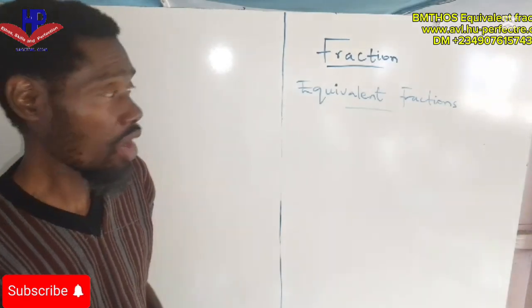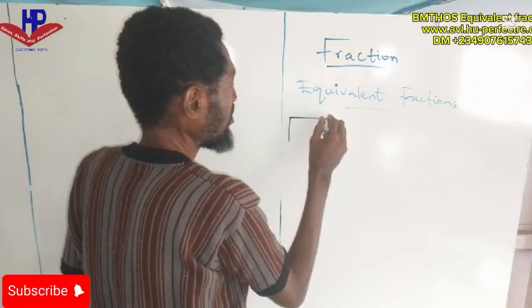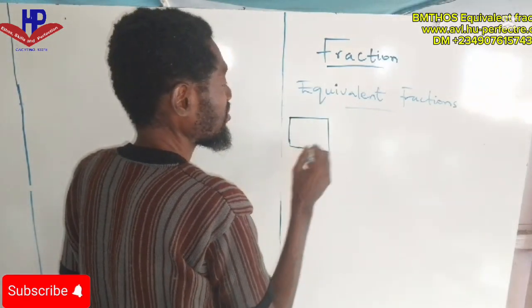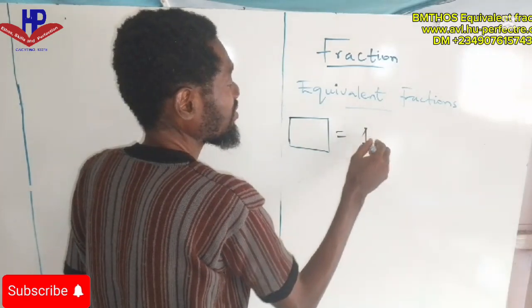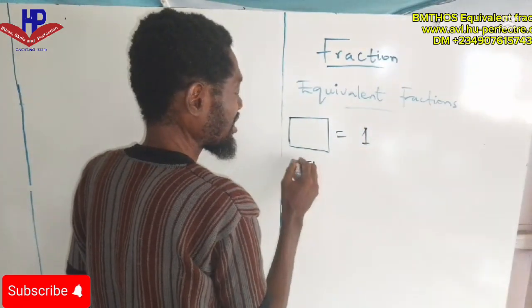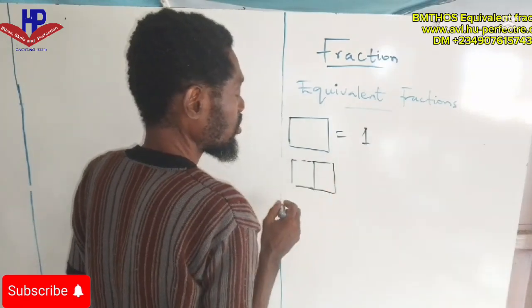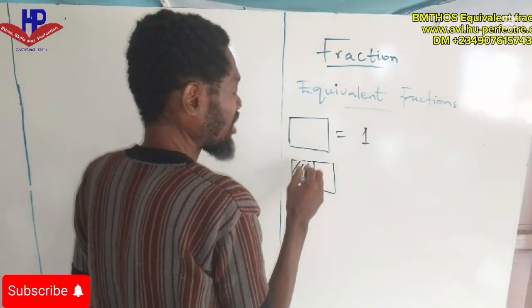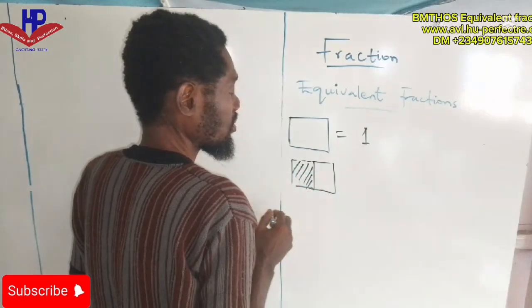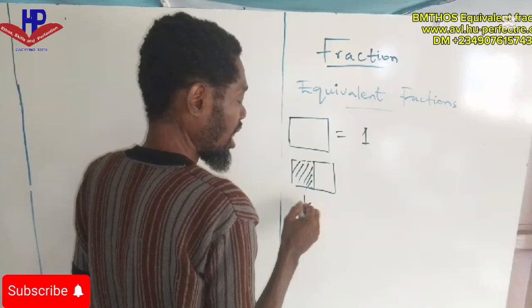For example, if you recall the first class that we did, I gave you a whole part which is equal to 1, and I gave you parts. If you divide it by 2, assuming I shade one part of it, my answer for the shaded part will be 1 over 2.